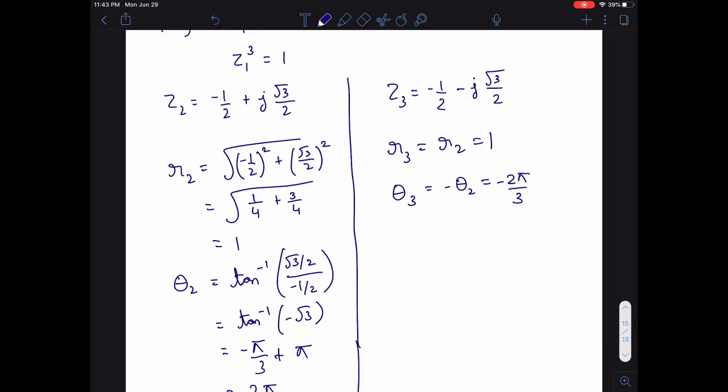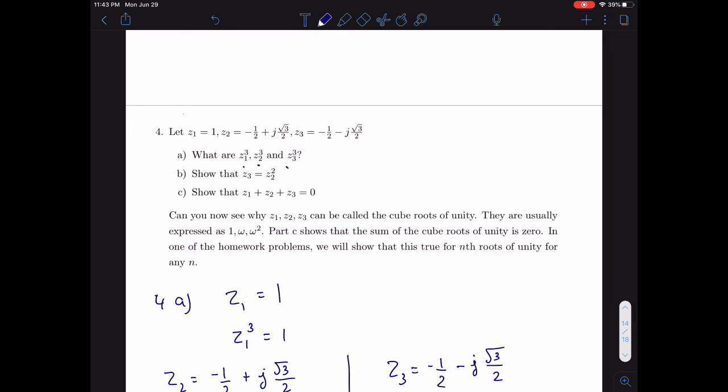But if you observe, z1 cube, z2 cube and z3 cube all turned out to be 1. So z1, z2, z3 would be the cube roots of unity. And we saw that z1, z2, z3 add up to 0. So the sum of cube roots of unity is 0.